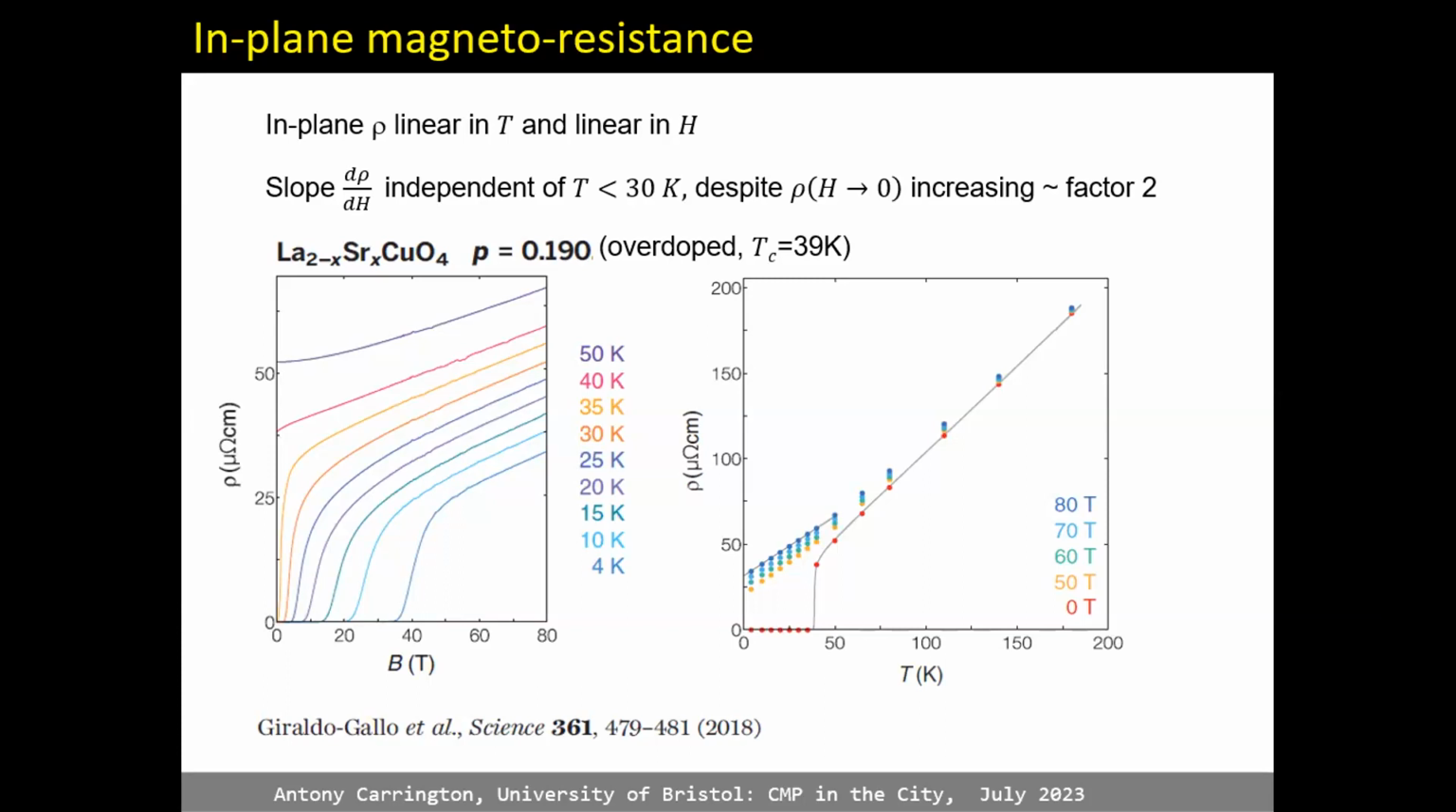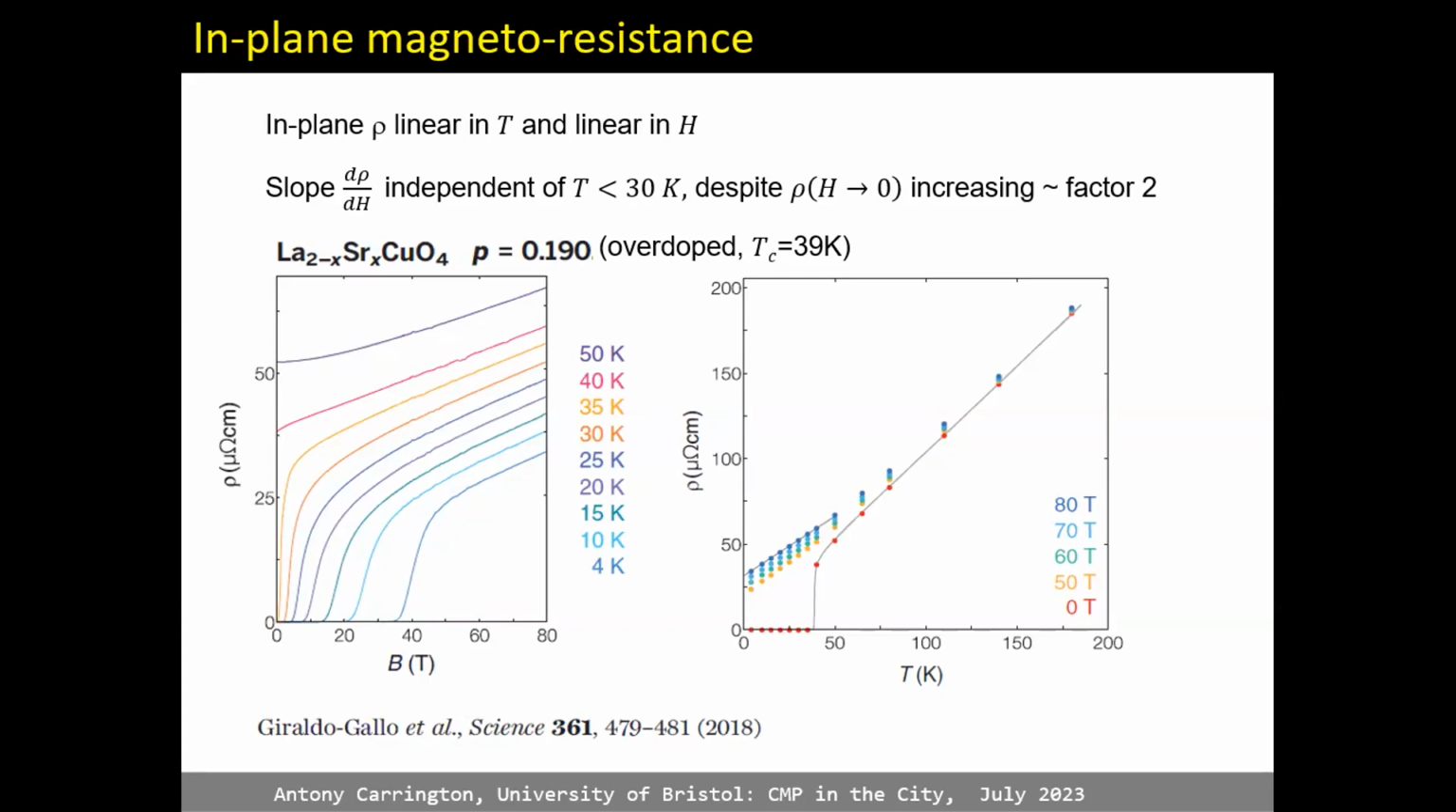So we also want to talk about magnetoresistance. We looked at the Hall coefficient, but another thing that you could worry about is the longitudinal magnetoconductivity, and we talked about the linear in T response in the resistivity, but there's also a linear in H response in resistivity. So this is some data in LSCO.